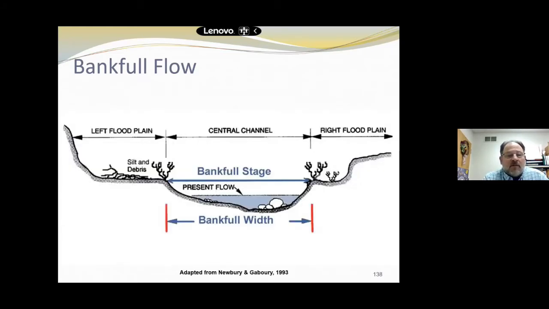So this is just the standard detail that's used trying to show what the bank full stage is. Of course, we have a stream channel which has the present flow, which is generally in the summertime lower than bank full stage. The present flow here is probably from the aquifer recharging that stream channel. The bank full stage is that stage where the stream just starts to come out of its channel and spread into its floodplains. And then that's the bank full stage.